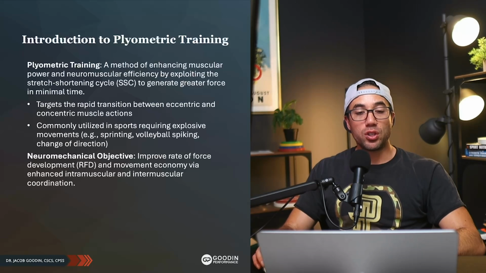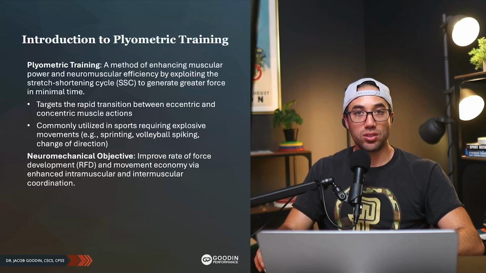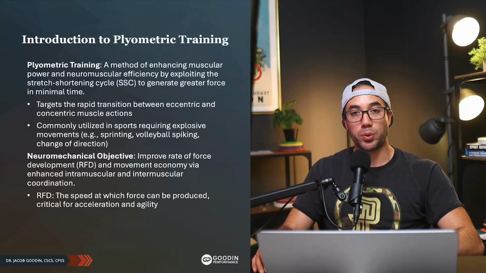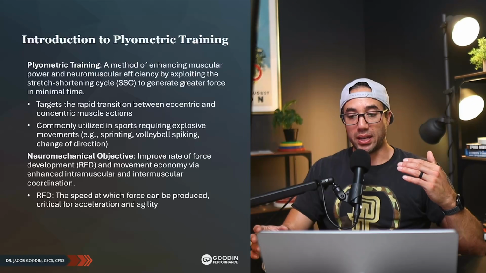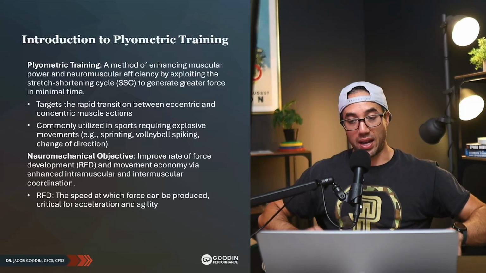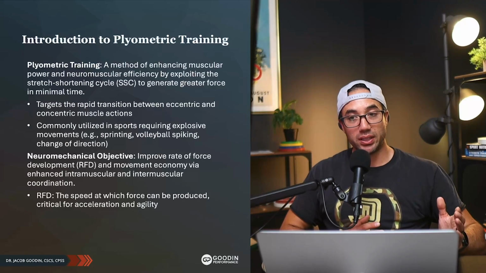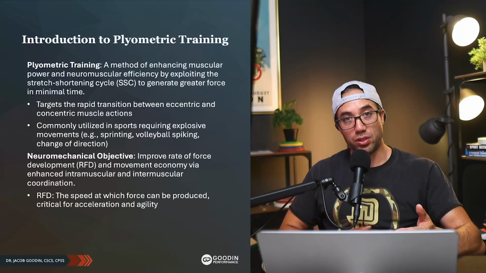So the neuromechanical objective of plyometrics is to improve the rate of force development and movement economy via enhanced intramuscular and intermuscular coordination. So RFD, remember, that's the speed at which force can be produced, and it's critical for acceleration and agility. Essentially, if you look at a force time curve trace in, let's say, an isometric mid-thigh pull, and in case you forget what that is, it's where you pull on a bar that doesn't move. It's at about hip level, just below hip level, and it's in the position of the second pull of a power clean. So your knees are slightly bent, hips are slightly flexed, and you're pulling as hard as you can as you push into a force plate.